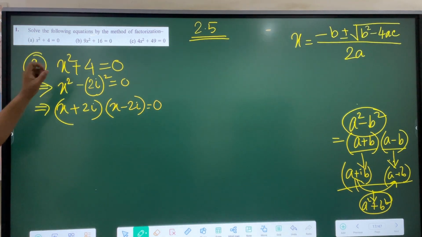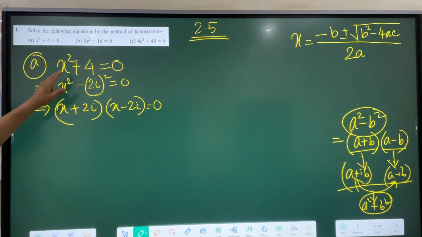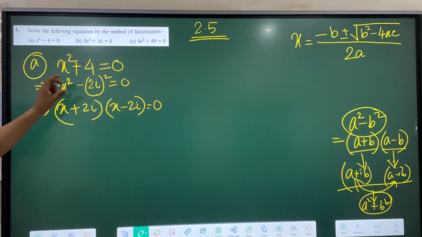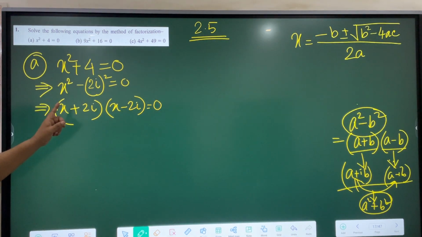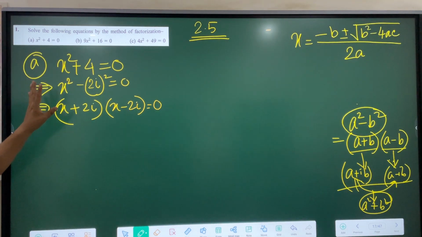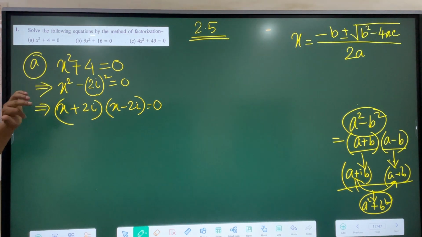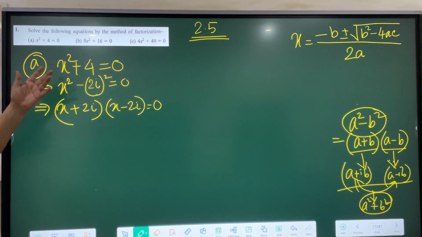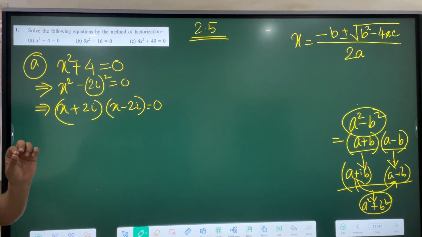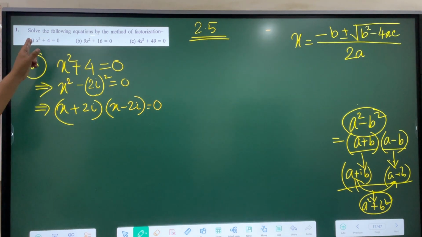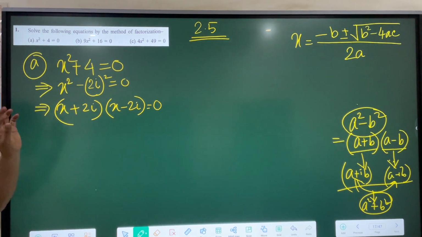What is the meaning of solved? Solved means x is the unknown term for us. What is x? We don't know. If we come to know the value of x, that means it is solved. The unknown term is found. What is x? If we can find that out, that is called the solution. So solved means we have to find out the value of x.